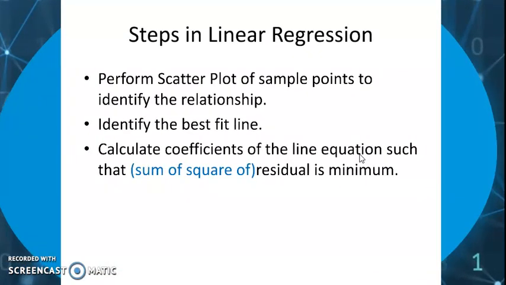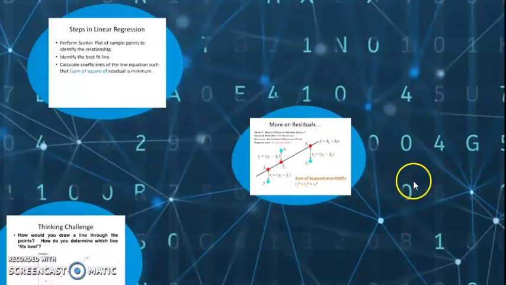So what are the steps in linear regression? The first step is we perform a scatter plot of sample points to identify whether a linear relationship exists or not. We identify the best fit line. Now try to understand what is best fit line. A best fit line is a line that covers the maximum points and also the error, the residual, is the minimum in that case.